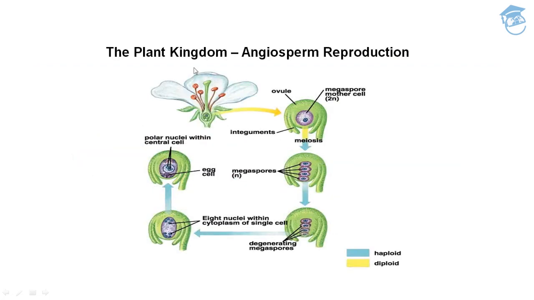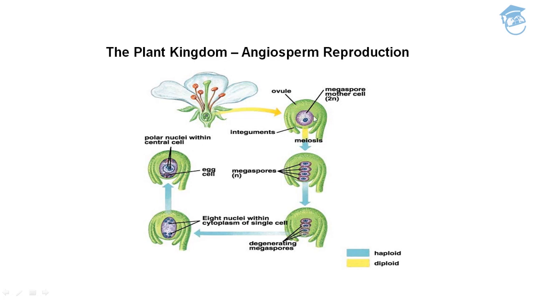See, this is the colored flower. This is the female reproductive part, this is the male reproductive part, which has anther, and this is the filament, and it is the zoom view of a female reproductive part, which is ovule.